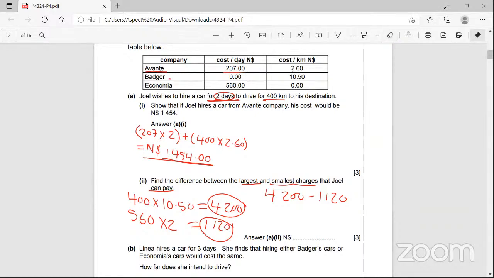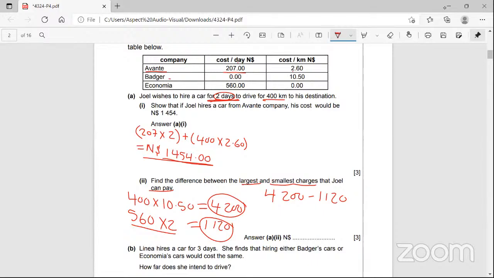Okay, great. So, all right, you are stuck here. What we are trying to do is, you read the question, it says, find the difference between the largest and the smallest charges that Joel can pay. Are we together? So you want to choose a company, okay?